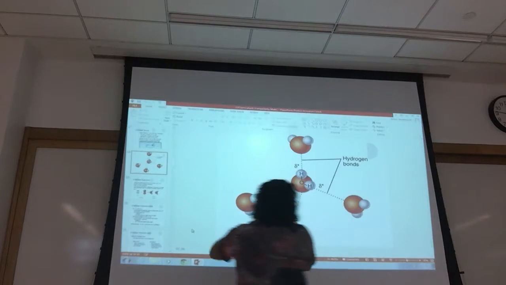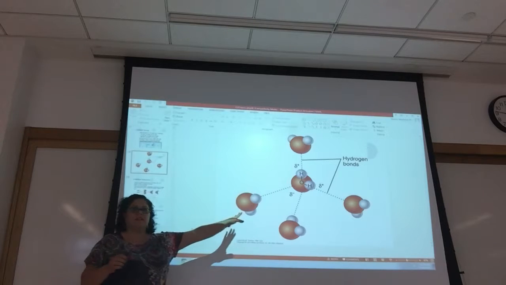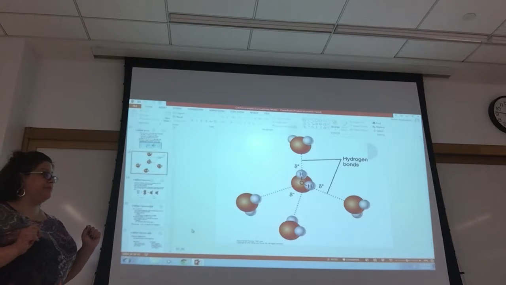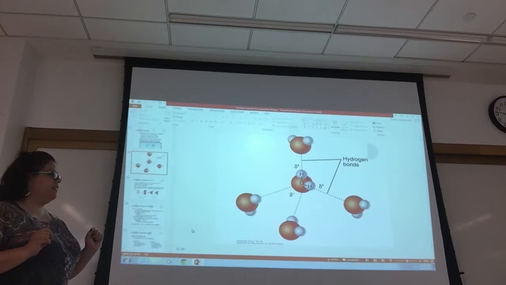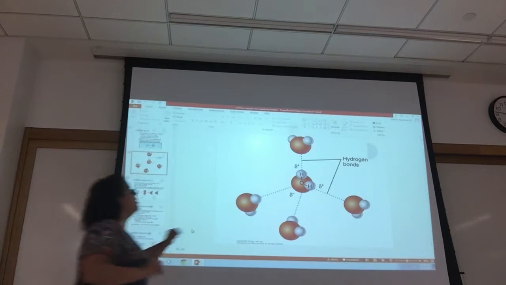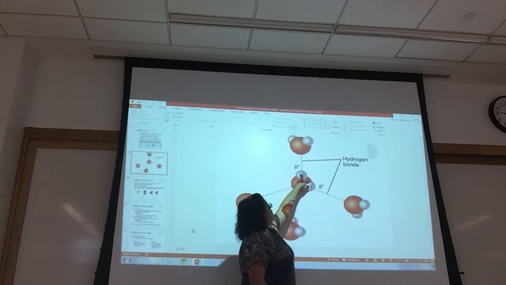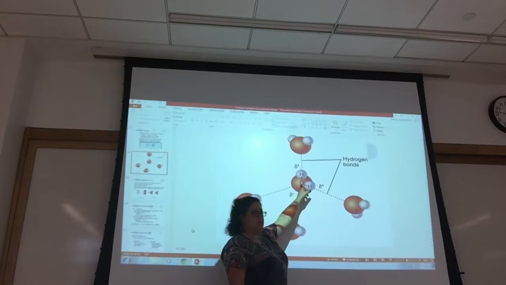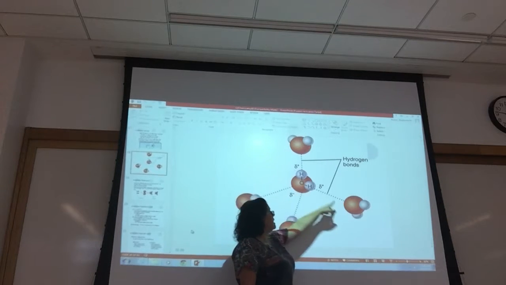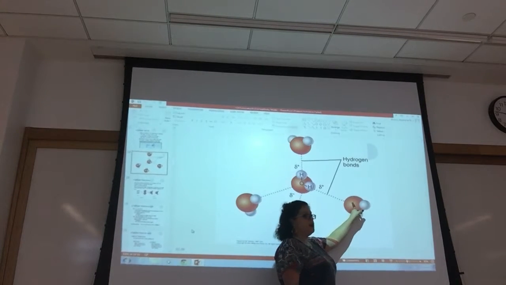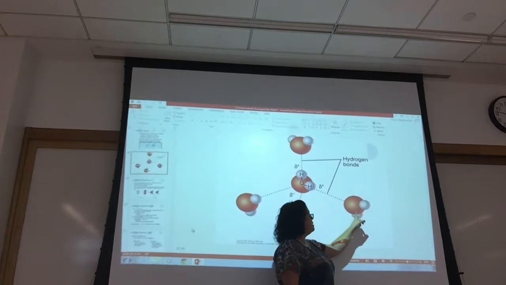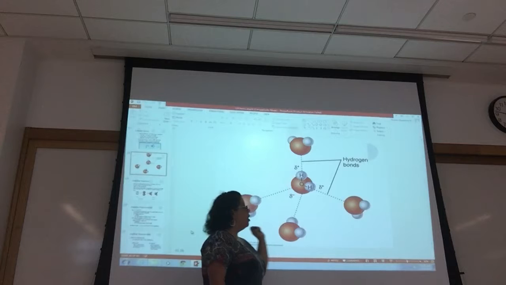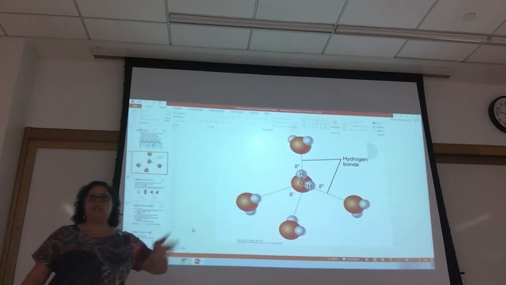Is there any covalent bonds here? Guess where? The O's and the H. Where? In the middle. Good, yes. Right here, between the hydrogen and the oxygen within the water molecule, these are covalent bonds. Same thing over here with this oxygen and this hydrogen, and this oxygen and this hydrogen. These are covalent bonds.